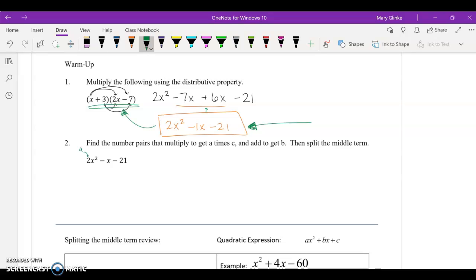So your A value for this one is going to be 1. Your B value is going to be negative 1. Sorry, your A value is 2. Your B value is negative 1, and your C value was negative 21.